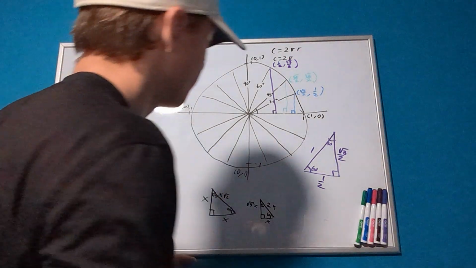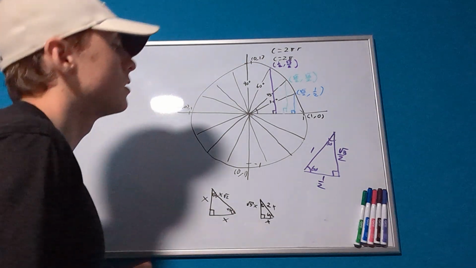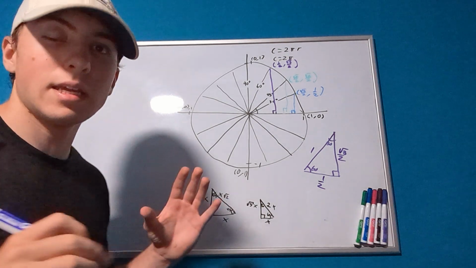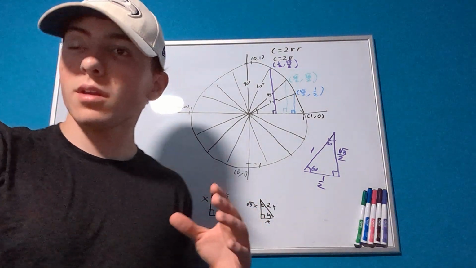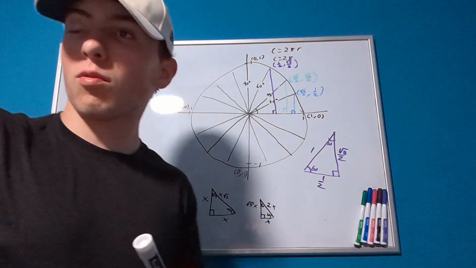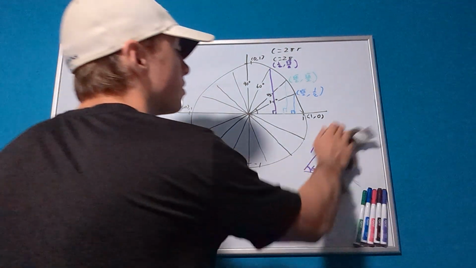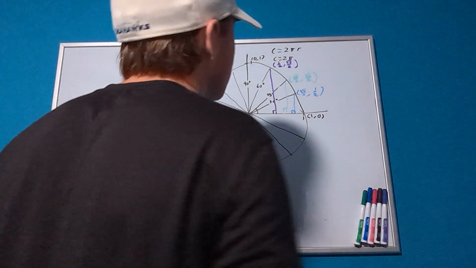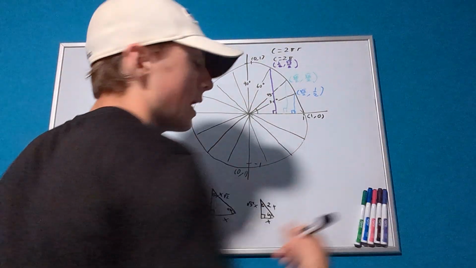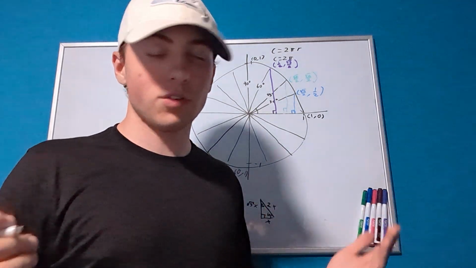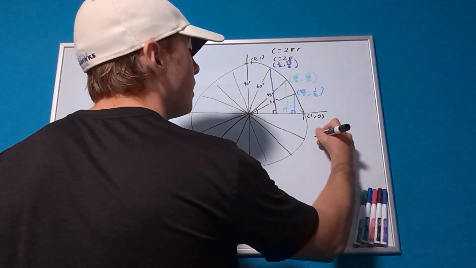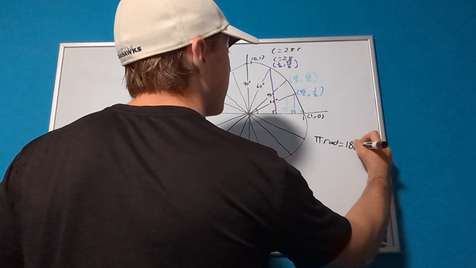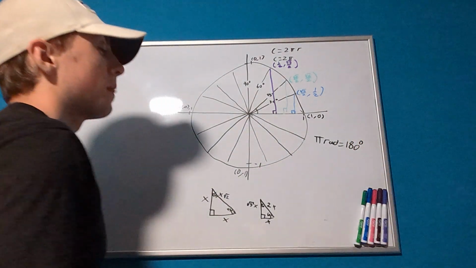All right, so now that we have that, let's think. The next thing I want to cover is radians. A radian is just a measurement of an angle, just like degrees. But pi radians is equal to 180 degrees.